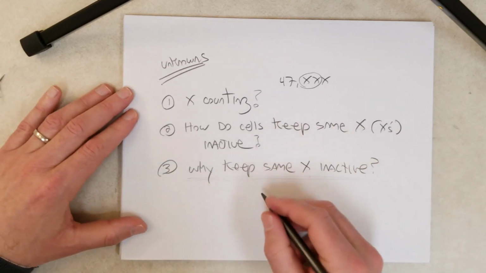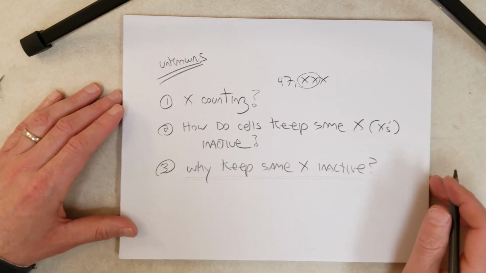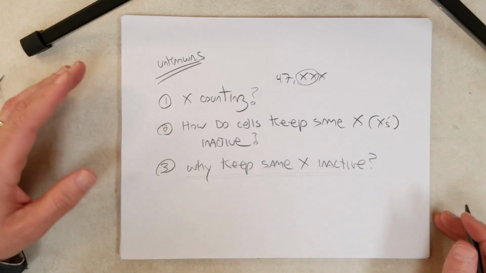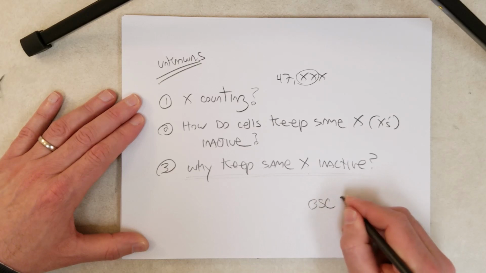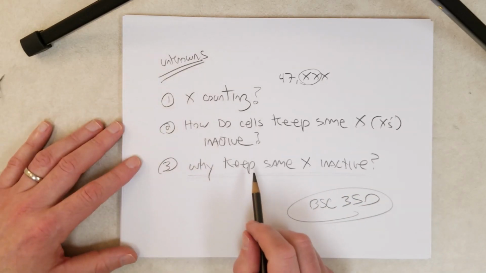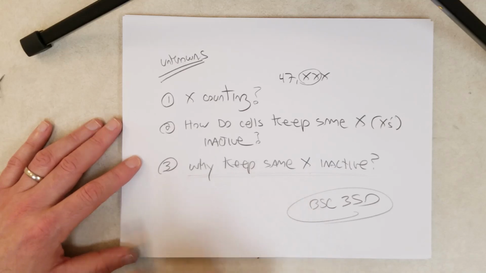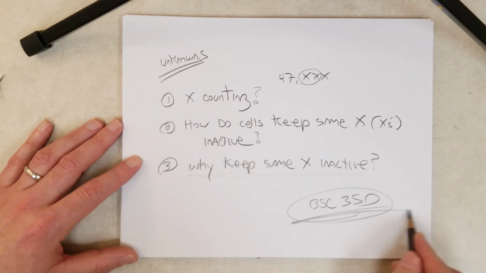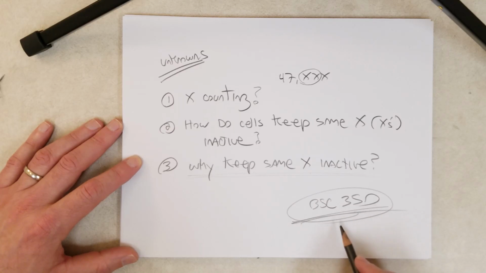So that's all we're going to do with X chromosome inactivation. We will probably do more on the mechanism in BSc 350, which is molecular biology. So if you're interested in mechanistic details of phenomena like this, I encourage you to take this course. I'll be teaching this course in fall of 2020, this coming semester.